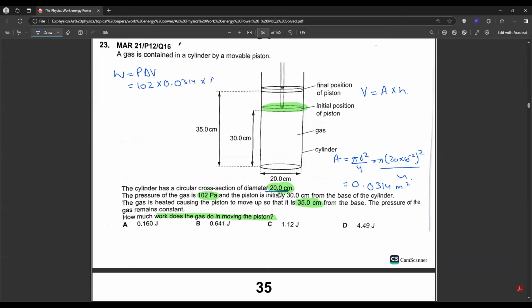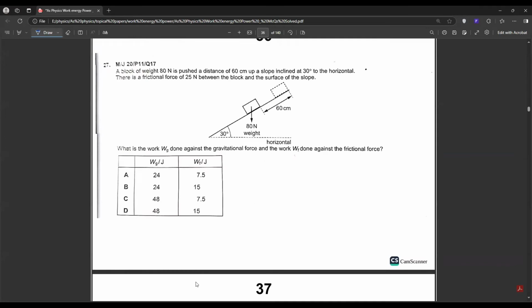What is left? Just the change in height. What was your initial height? H1. What was your final height? H2. Subtract both of them, multiply it, calculate the answer. 102, 0.0314 multiplied by the height 2, that is 35, minus height 1, into 10 raised to the power of minus 2 to convert it into meters. So multiply it by 102, multiply 5, multiply by 10 minus 2. The answer comes out to be 0.16 joules. A is your answer. If I check in the marking scheme, 34 has an answer of A. Perfectly correct.